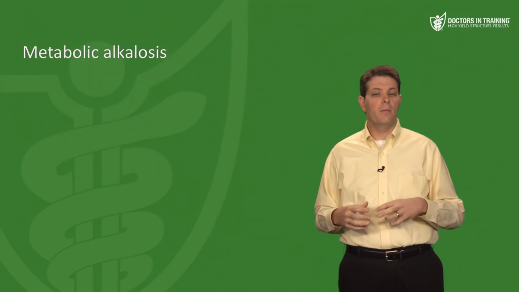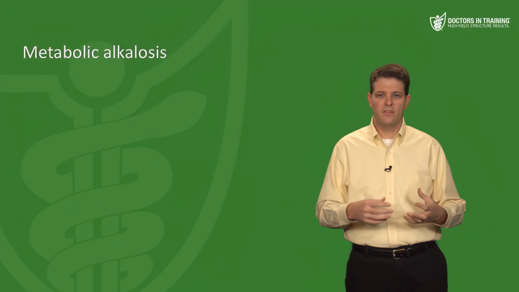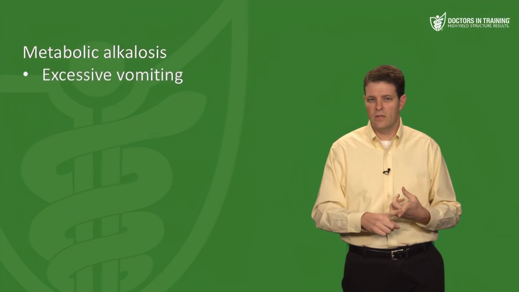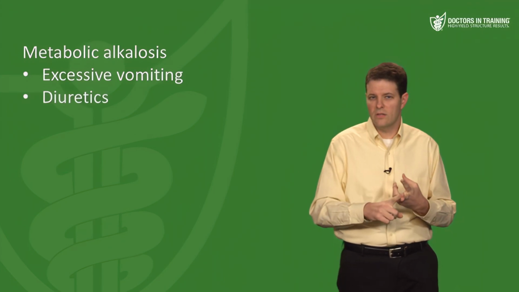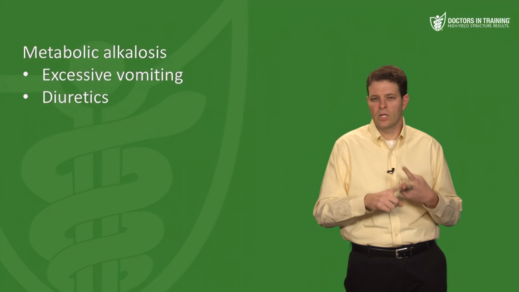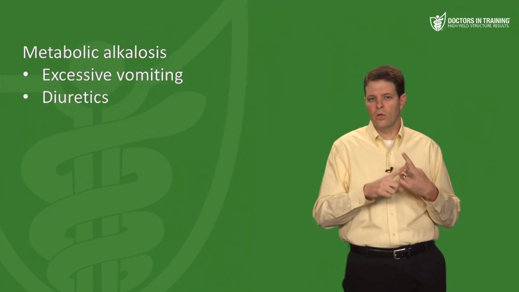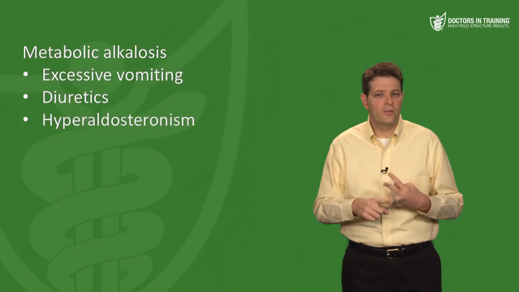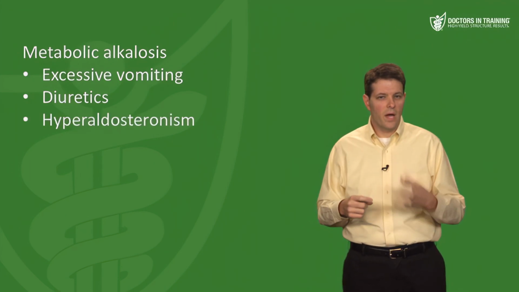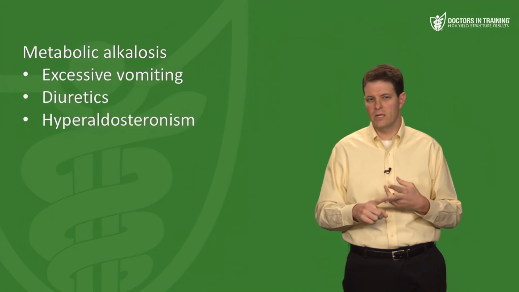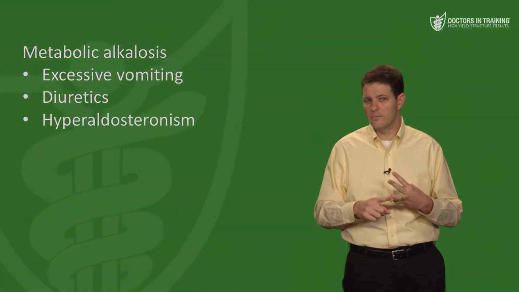Now, what about metabolic alkalosis? Typically, this occurs when you're losing hydrogen ion in some way. Excessive vomiting can do this. Diuretics can do this. We talked about those in the video on diuretics, where you can lose chloride and then the hypochloremia results in alkalosis. And hyperaldosteronism can do it as well. So with hyperaldosteronism, you're going to see this triad of hypokalemia, hypertension, and metabolic alkalosis.